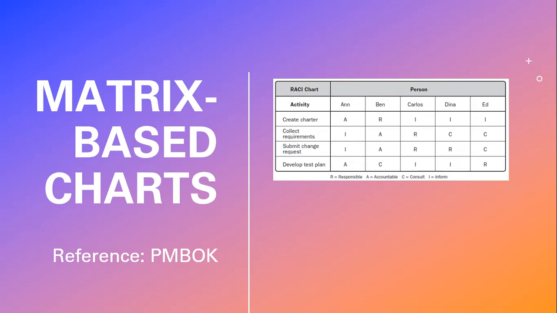Similarly, you can see another example, collect requirements. In collect requirements, Carlos is the responsible person, meaning he will gather requirements from the stakeholders. And Ben is accountable, meaning Ben is answerable for his work. When the document is completed, he will inform, and in case he needs any help, he can get training or any help from Dina and Ed. So this is called the responsibility assignment matrix.